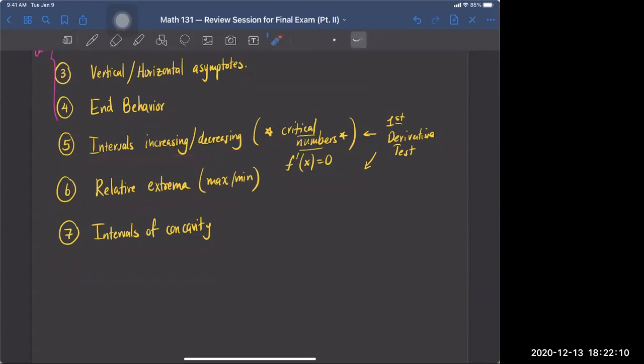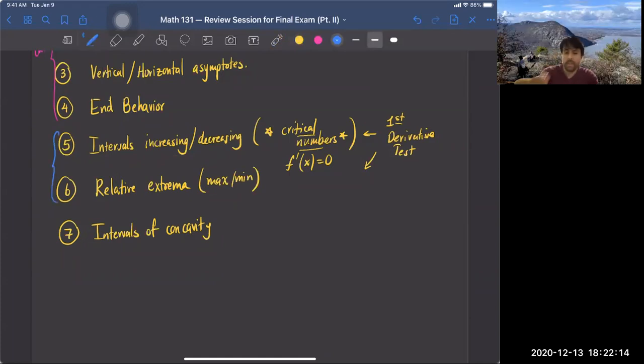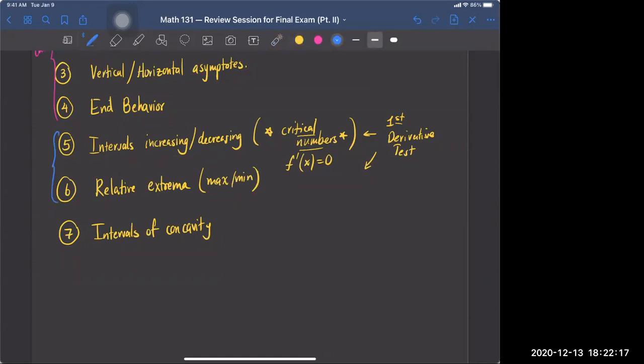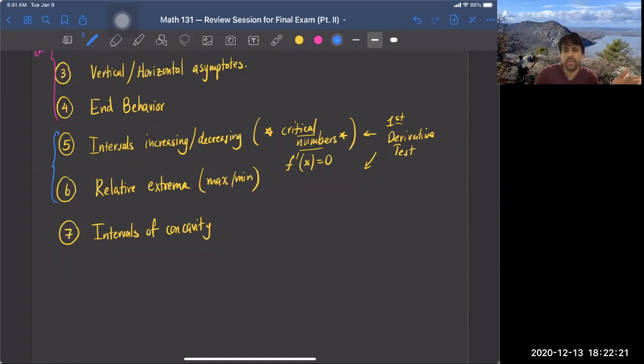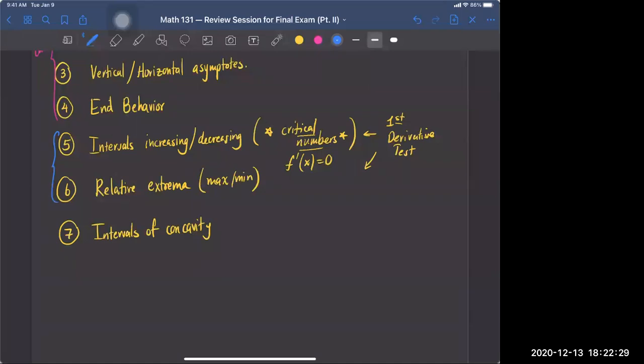The number of test points you use is based on how many different x values you have. It depends on the intervals that are created when you find the critical numbers. So if I find, for example, 2 critical numbers, then when I put them on the number line, I have 3 intervals, so I have 3 test points.